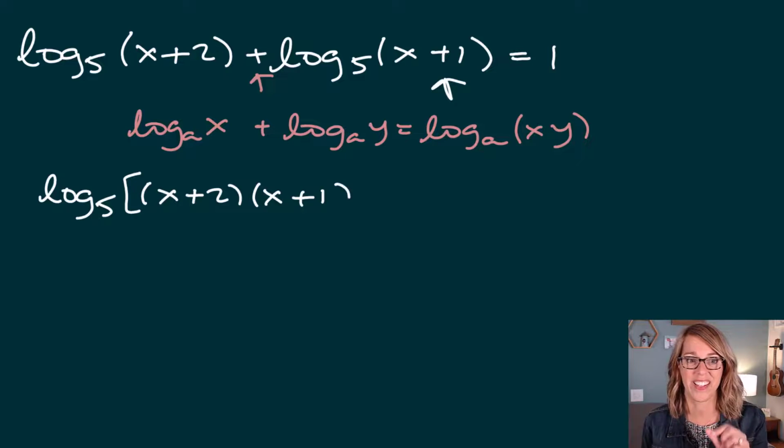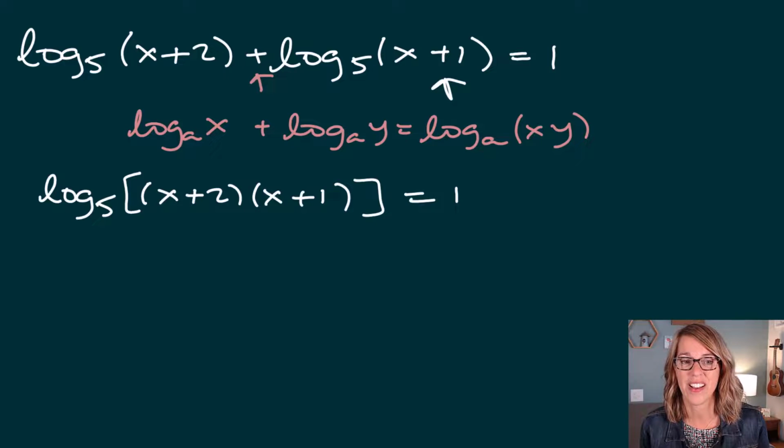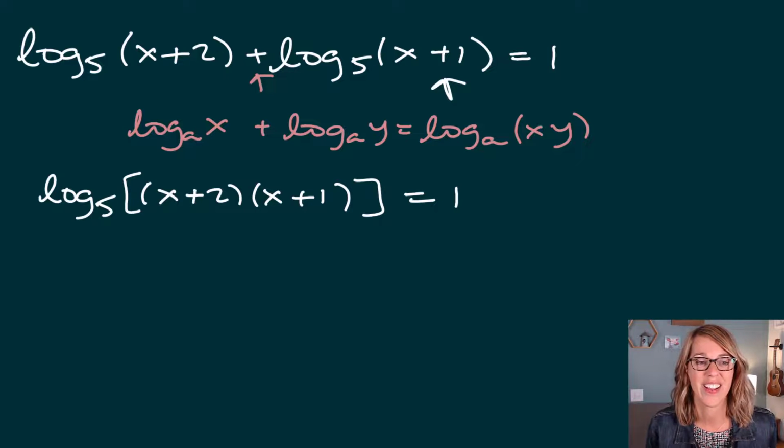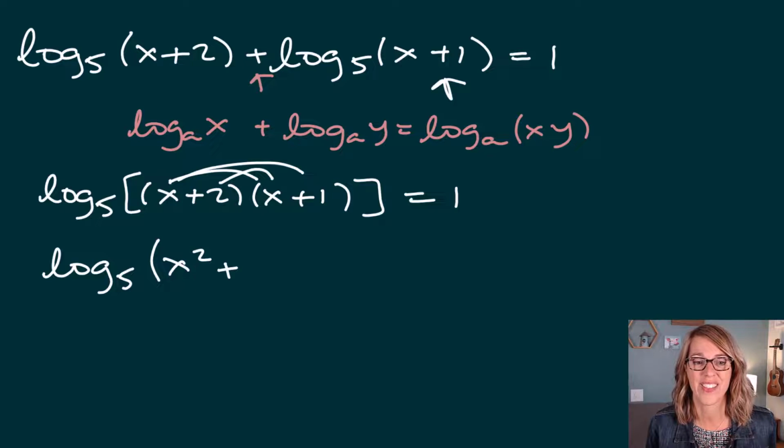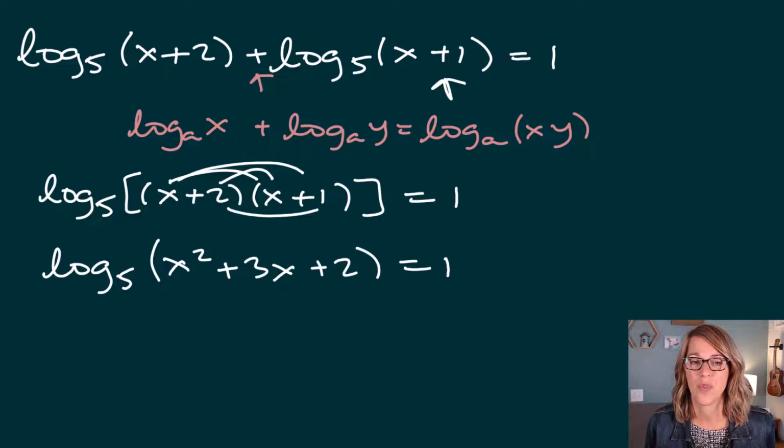I'm going to end up FOILing here, just leaving the 1 on the other side, nothing to do there. So I end up with a log base 5. Let's go ahead and FOIL that. I get x times x, which is x squared. My inner is 2x, my outer is 1x, so that's plus 3x. And then on the end, 1 times 2 is 2, is equal to 1.